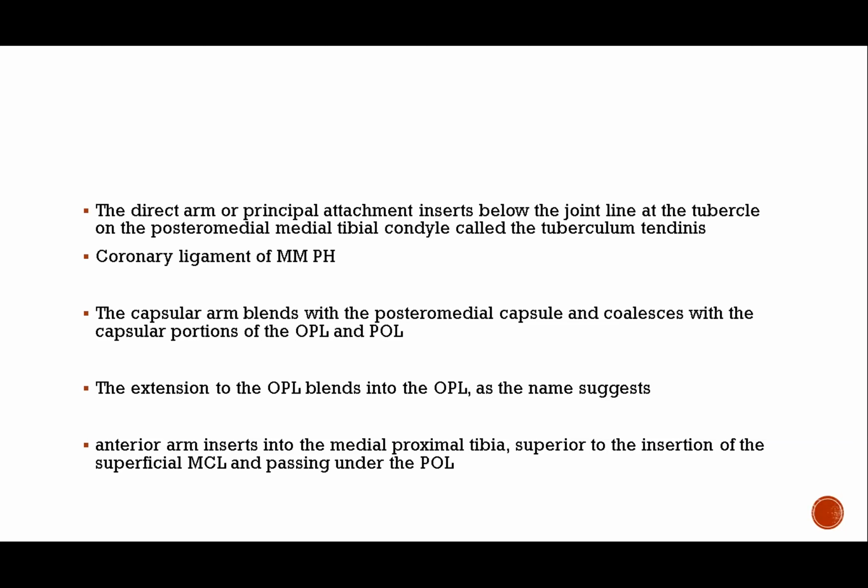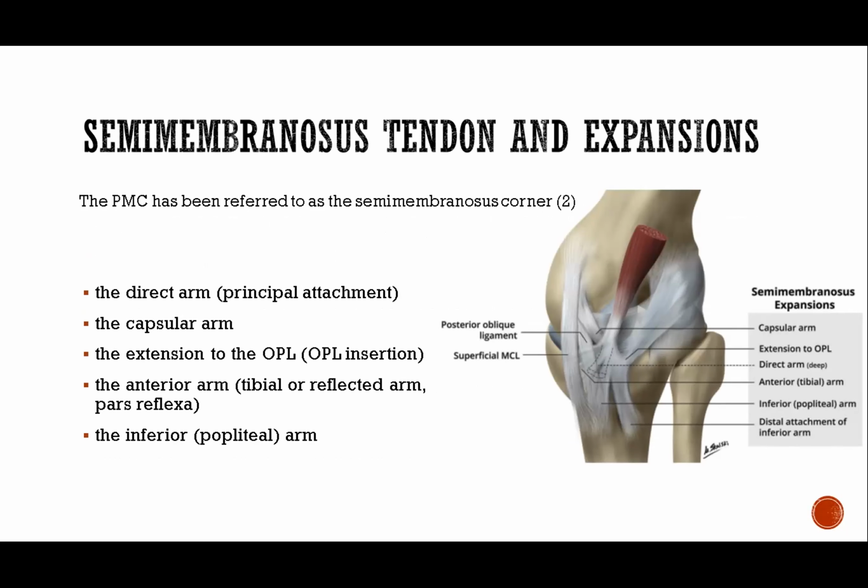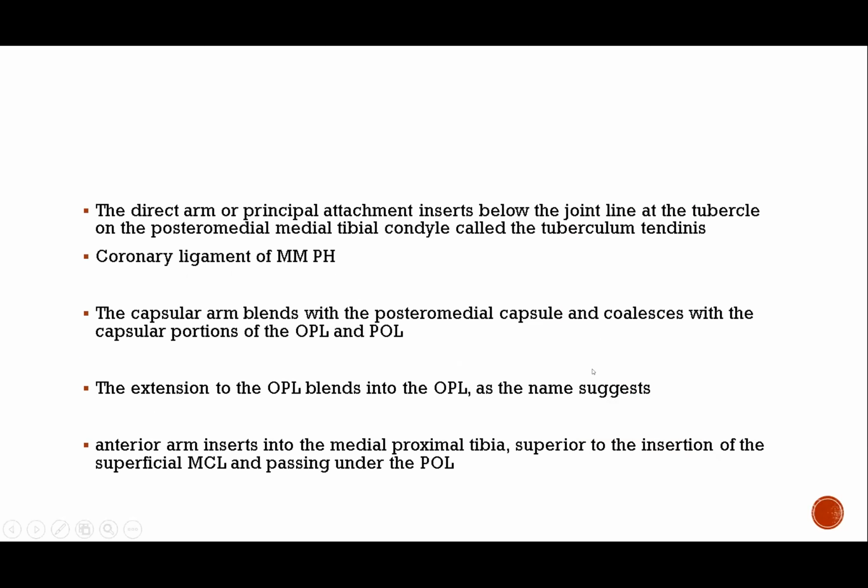So the direct arm inserts just below the joint line on the tubercle called tuberculum tendinus. This is the tuberculum tendinus, this area. And the capsular arm blends with the posteromedial capsule.